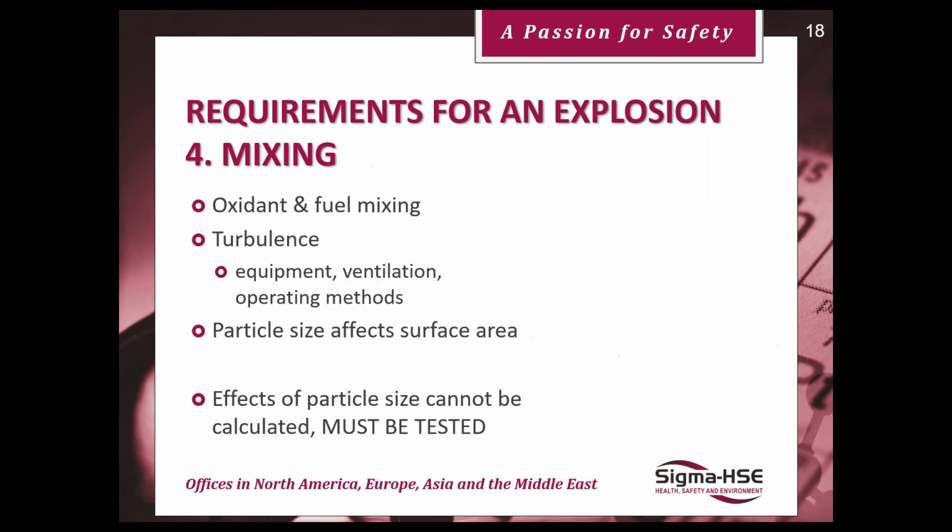The next stage of the pentagram was looking at mixing. Often we get good mixing deliberately within our processes, within our equipment, within our mixing vessels. We ventilate systems, or we have extraction systems and things. The important thing here is particle size. If you picture an iron bar, we can heat it up to extremely high temperatures. It doesn't burst into flame. It'll glow red hot or white hot, but it won't burst into flame.